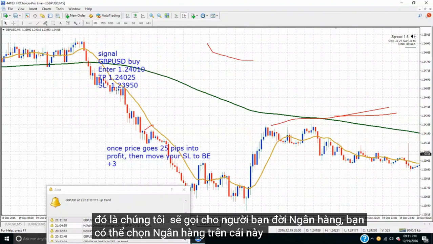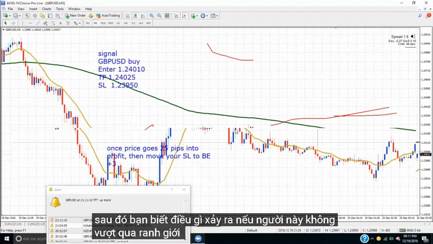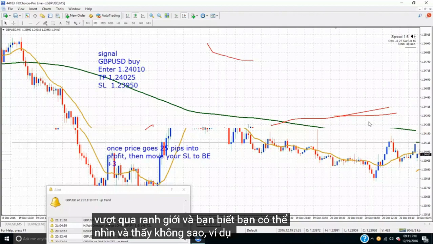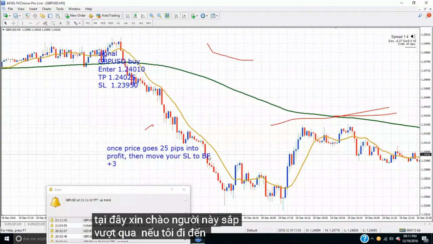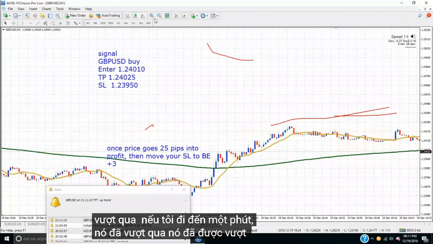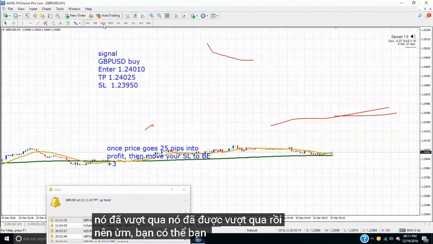So, let's see. And then, you know what? If this one's not crossing the line, you can look and see, okay, say for instance right here, well, hello, this one's about to cross the line. If I go to the 1 minute, it's crossed. It already crossed. All right, so anyway, you can scout, go through.